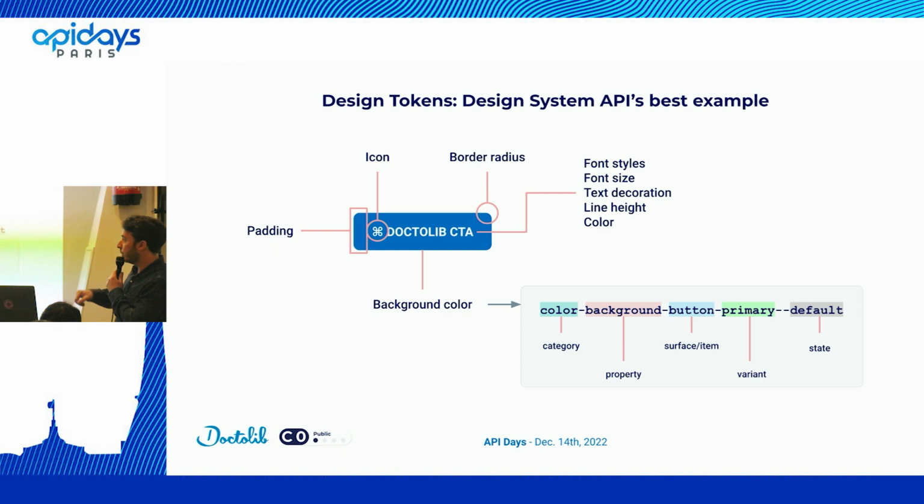And if you see this background color, I just put the shape of a token, color background button primary default. This is a state, a design decision. We decided that this background color of this button is looking like that.